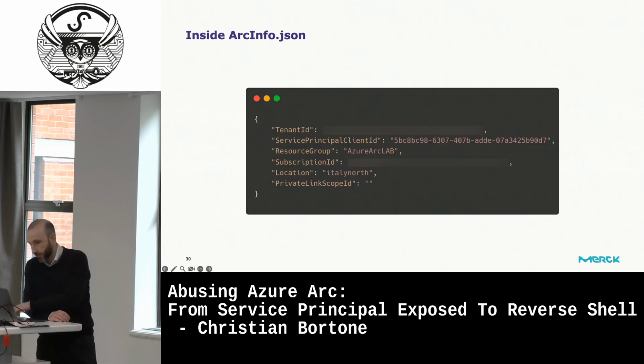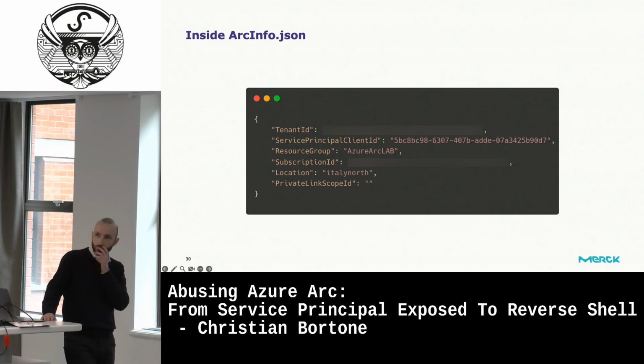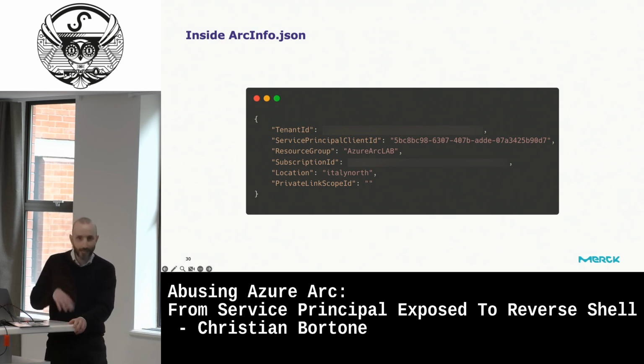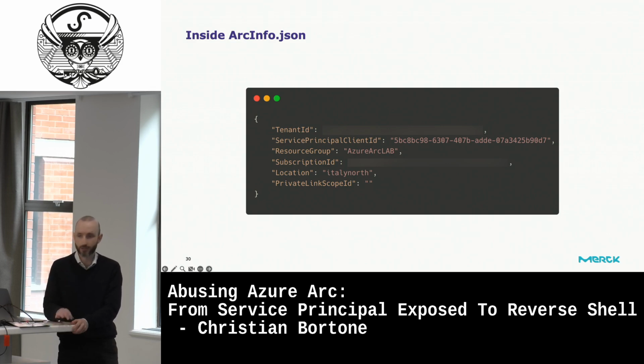What about the rest of the information? The rest of the information can be found in arcinfo.json. This file is in the same shared folder where you find the secrets. And inside this file, there is the other information that you need to connect to the cloud: the tenant ID, the resource group, the subscription ID, the service principal client ID.